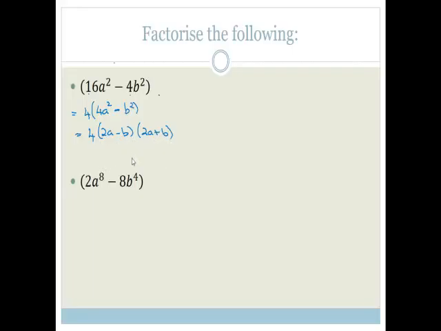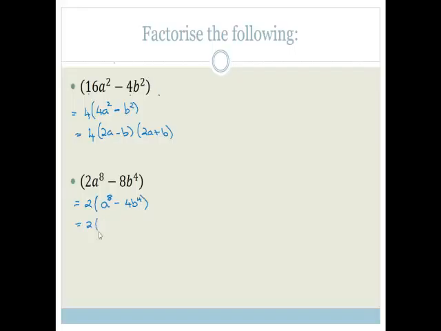Let's look at the next example. Again, the first thing you do is look for common factors, and the common factor we can take out here is a 2, and you're left with a to the 8 minus 8 divided by 2 is 4, b to the 4. And hopefully again you'll realize that because this is an even power, and because this is a perfect square, this again is the difference of two squares.